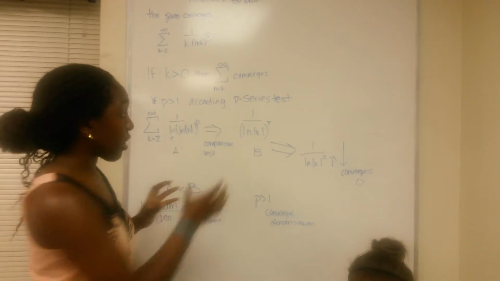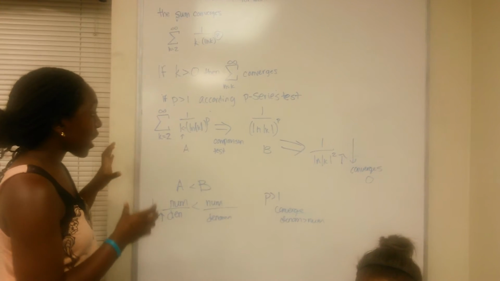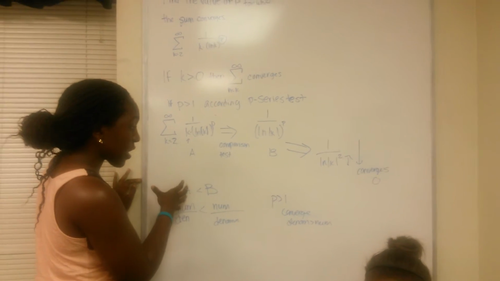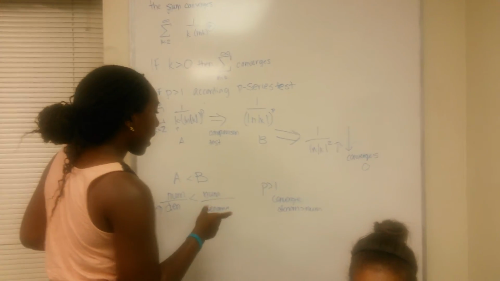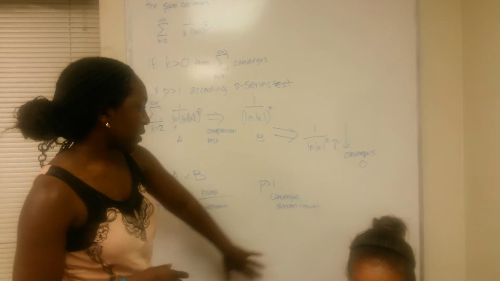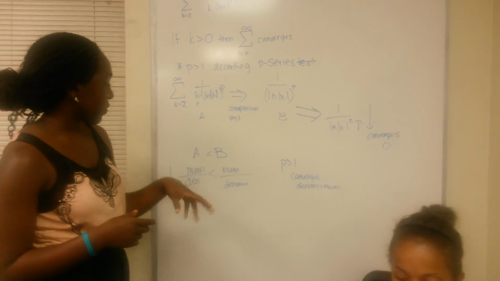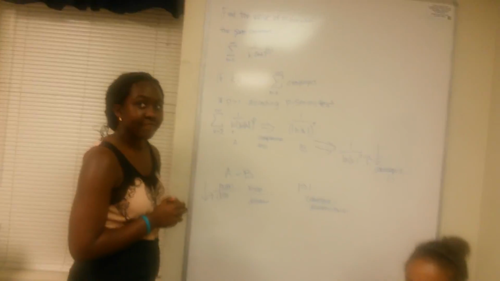Now that we know that the larger function b is converging, we know that the smaller function is also converging. And we now know that p greater than 1 is converging here, so we know that p converges when it's greater than 1.